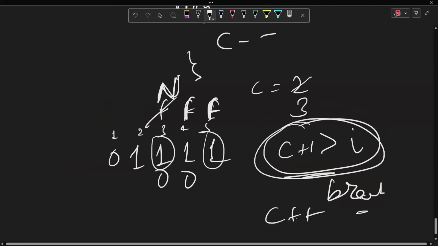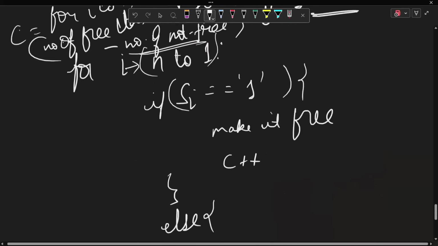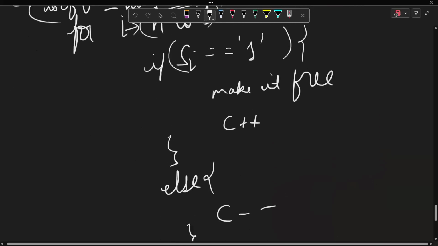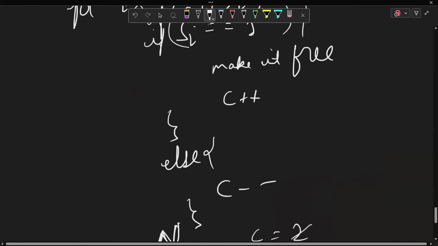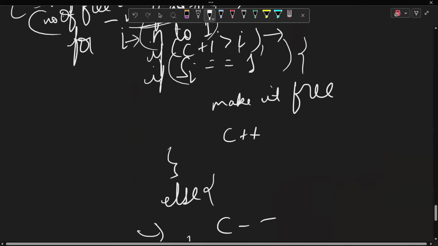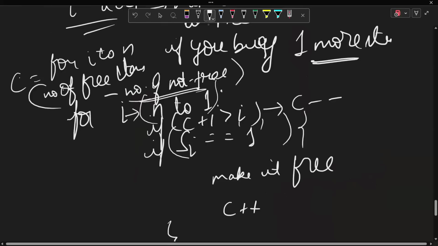In my code, instead of breaking, I did a C++. But finally, even by doing this, you would have all n only. So both of the things are fine. What I did here is, before checking whether this SI is 1 or 0, I added another if: if this C plus 1 is greater than I, then I would go to this else case directly. So I would just directly do C minus minus. You can write a break here.